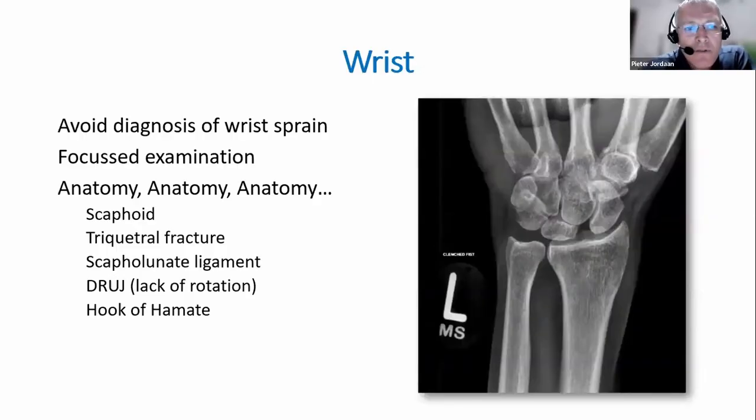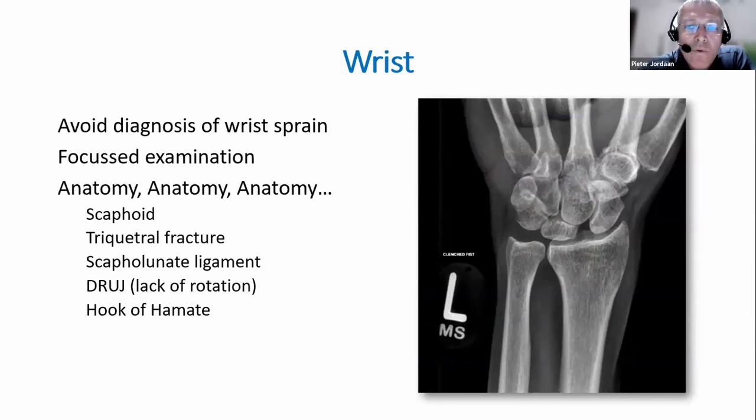Just a few words on the wrist. I don't think we have time to really go into the wrist examination, but try and avoid the diagnosis of a wrist sprain. Do a focused examination and remember your anatomy. So look for scaphoid fractures, look for triquetral fractures. Remember the scapholunate ligament that can be injured. Remember the distal radial ulnar joint.